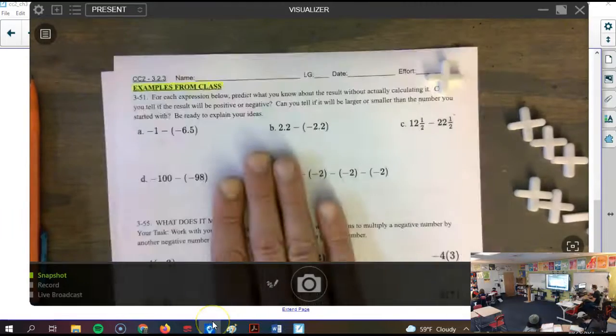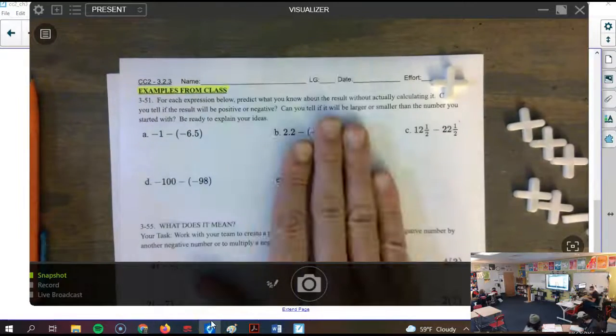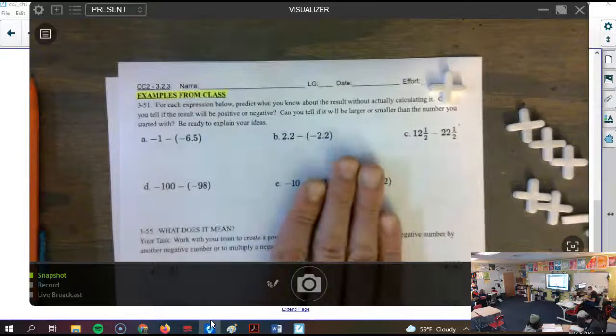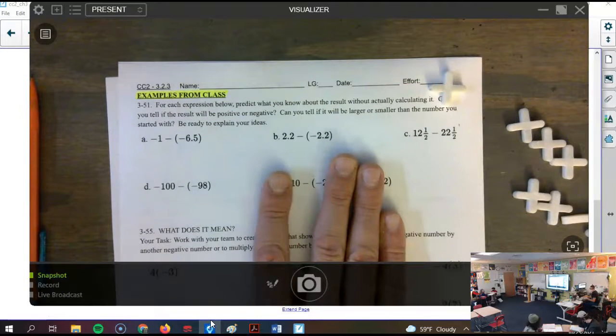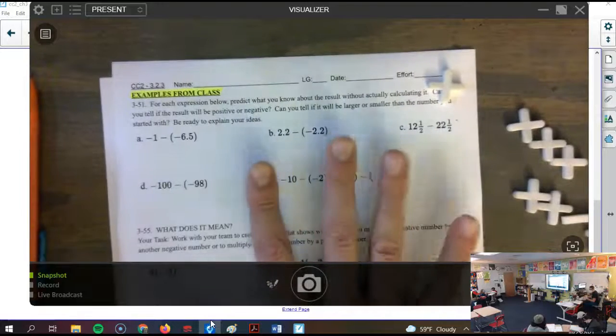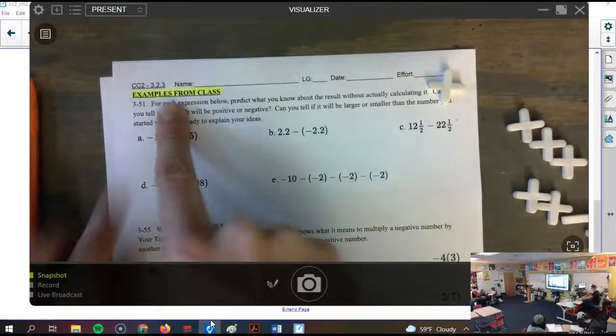Guys, this is on your paper. You don't have to write down the problem. It should be in front of you. If I walk around and people have to scramble to get out their worksheet, I'm going to be sad. This should be out on your desk. 323 examples from class.